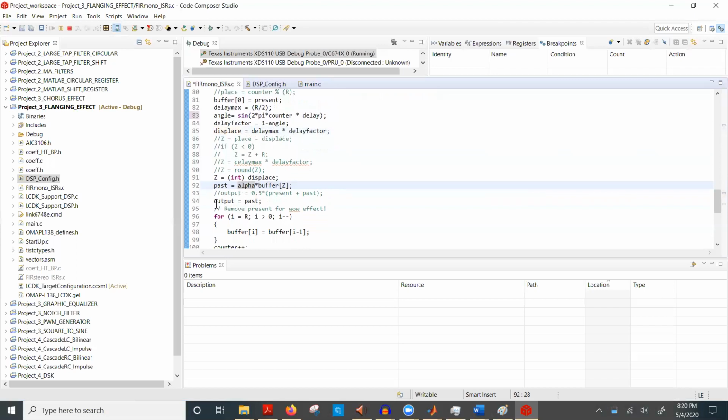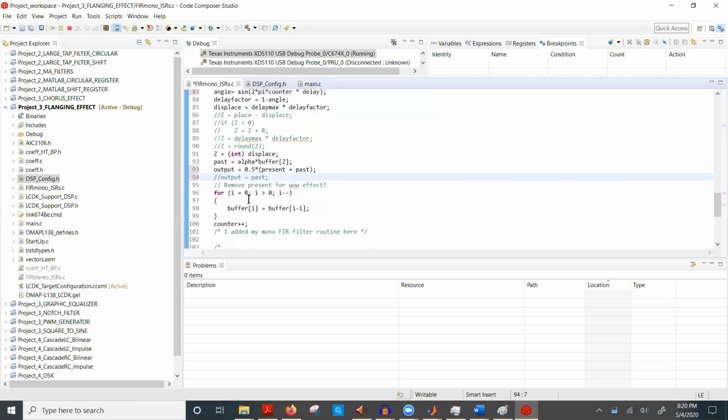And so now we have to get to the output. Another thing was that if you remember the WinDSK interface, it had something called the wow effect. And the wow effect basically removed the present and only left the oscillating part. So we can do that here by removing the present and only outputting the past value if you just want to hear the wow effect. But right now I want to hear both the present and the past value.